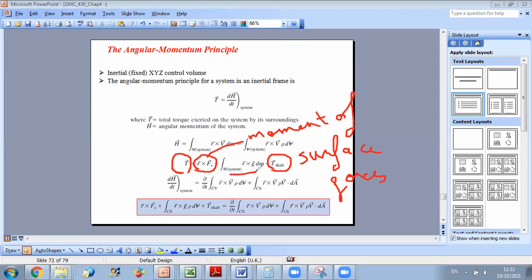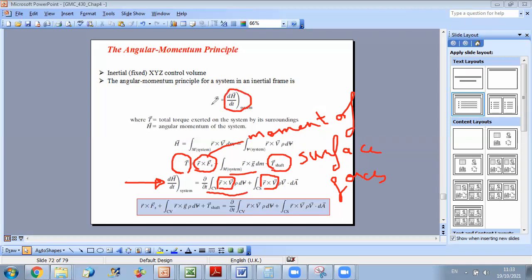Okay. So in total, the derivative of the angular momentum of your system is equal to del by del t of the integral over the control volume of r vectorial v rho dv, plus the integral over the control surface of r vectorial v rho v dot dA. What did we do here? This is the replacement in the Reynolds transport theorem: in the Reynolds transport theorem, we just put r vectorial v in place of b. Okay. This gives you the principle of angular momentum, and you know that dH by dt is the total torque. Okay.